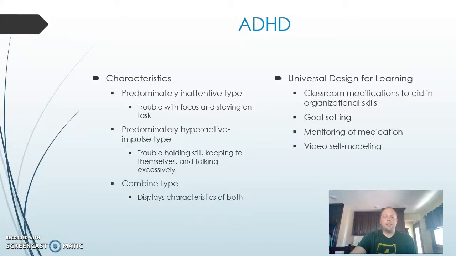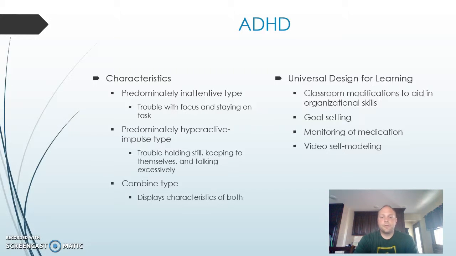Students with ADHD, characteristics are, there are two types: predominantly inattentive type, which they have trouble with focus and staying on task, and predominantly hyperactive impulsive type. These students have trouble holding still, keeping their hands and feet to themselves, and talking excessively. There's also some students that display characteristics of both.